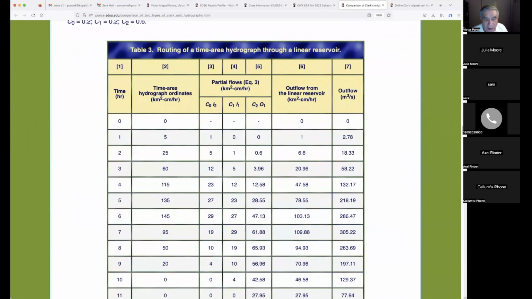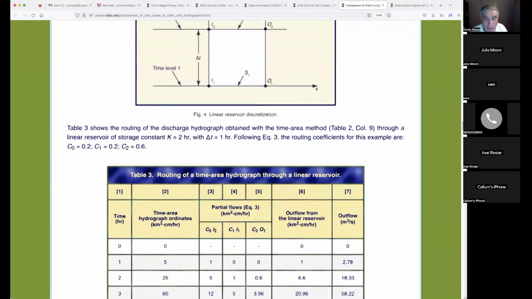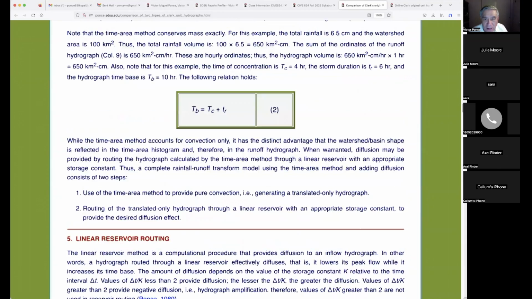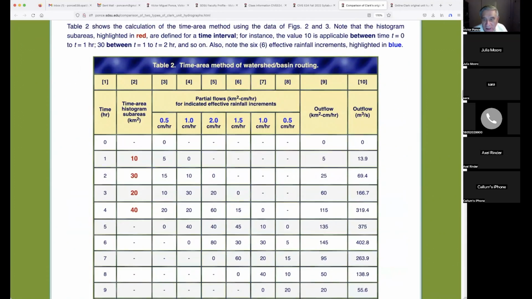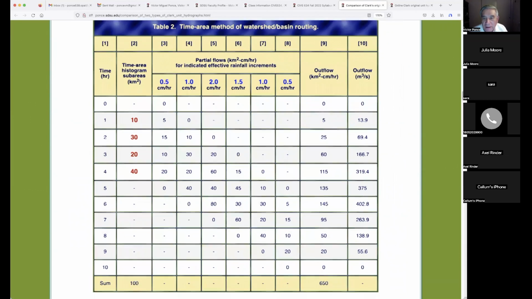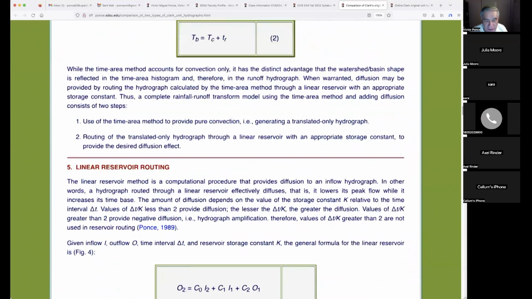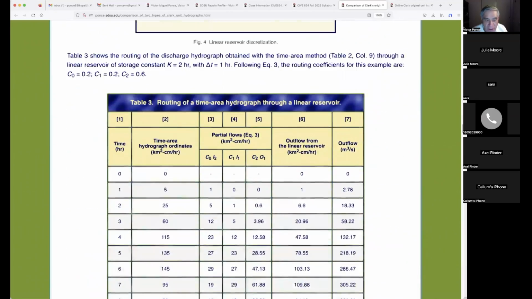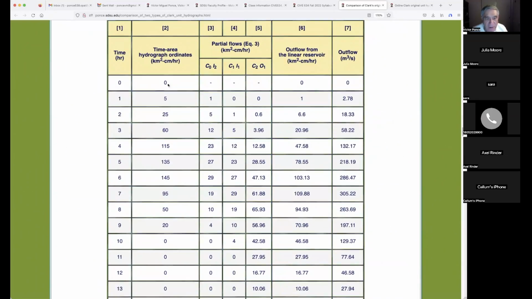So now we route the time area through a linear reservoir. Which time area? Let's look in here, in column 9. It says 0, 5, 25, 60, 115, right? That's column 9, the outflow in kilometers square. Here we go. So we put that column 9 from the previous table as column 2 on this table. Can you see that? Exactly.